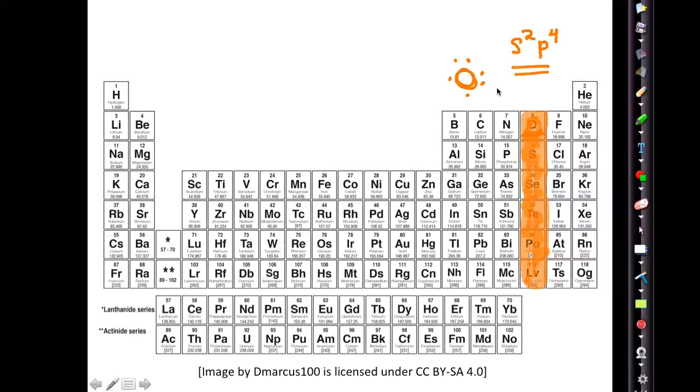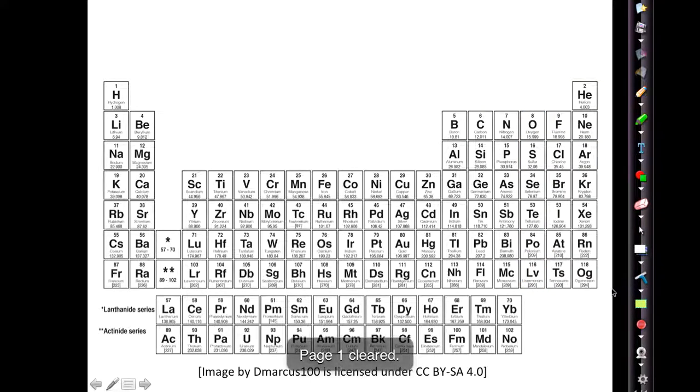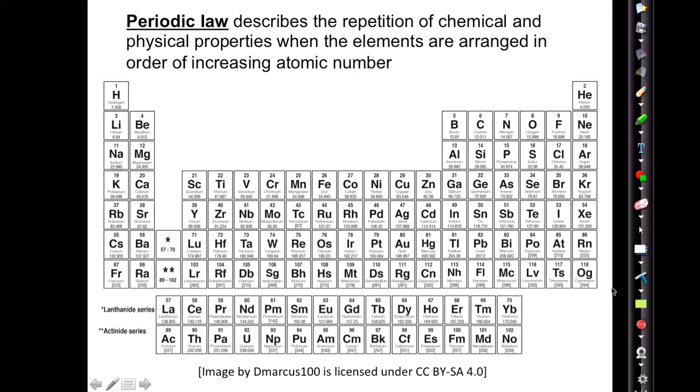So you could expect oxygen and sulfur to react in similar ways. And this is really one of the most useful characteristics of the periodic table, this fact that elements in the same column, groups or families as we said earlier, have similar characteristics, similar properties. And in fact, this repetition of properties is referred to as periodic law.